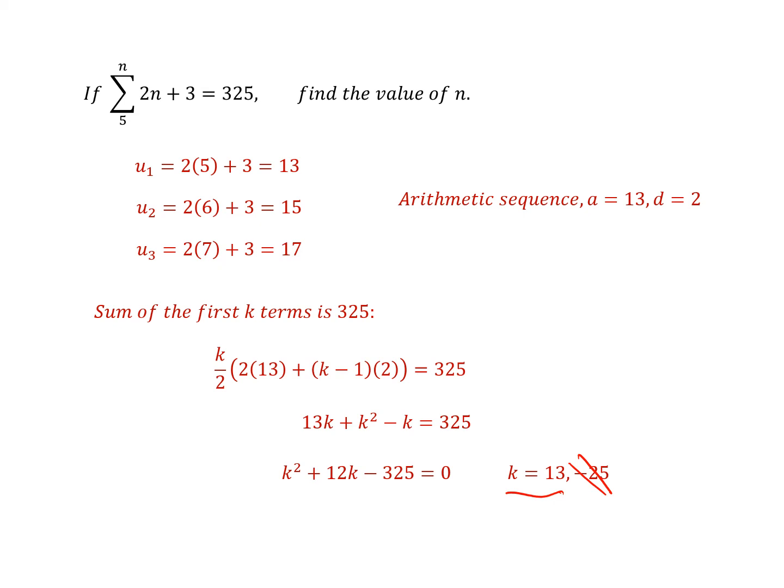So what does that mean that n is then? If we've got 13 terms, well, n is 17, because 5 here is the first term, so 6 will be the second term, and n equals 17 will be the 13th term. So n is 17.